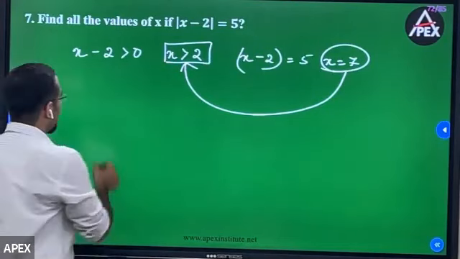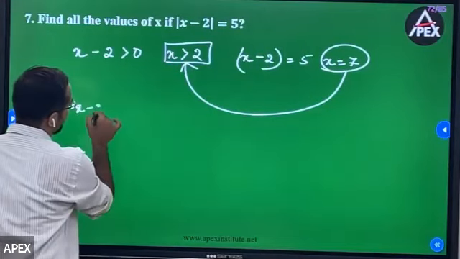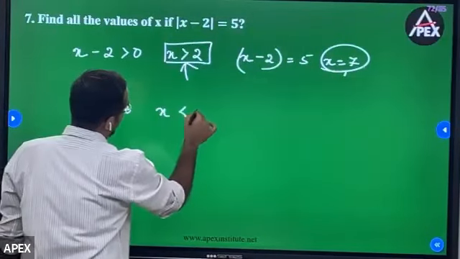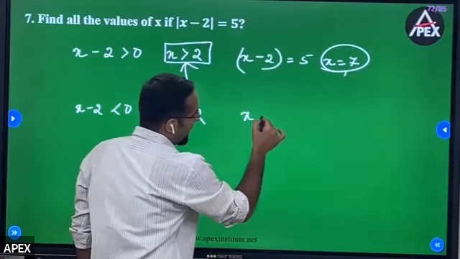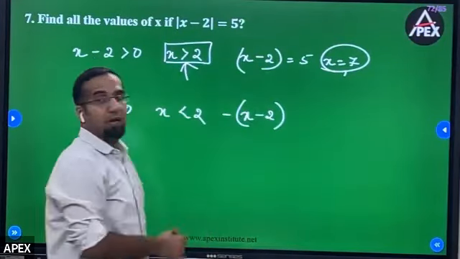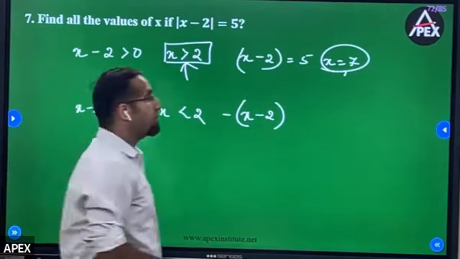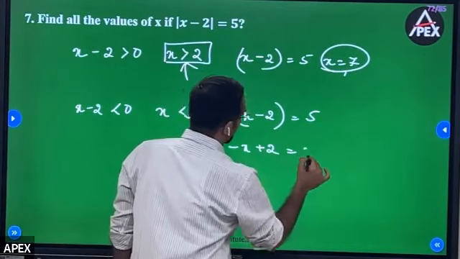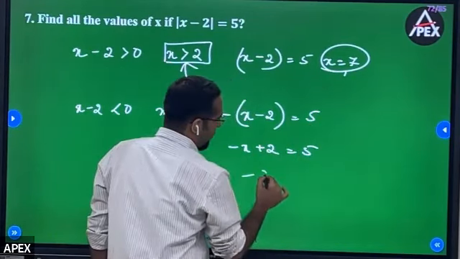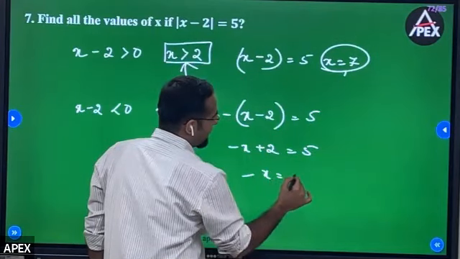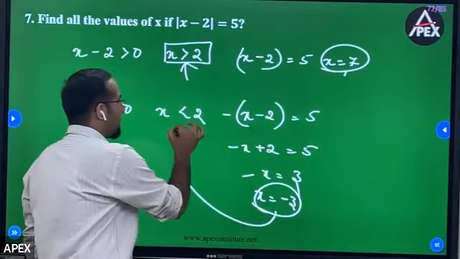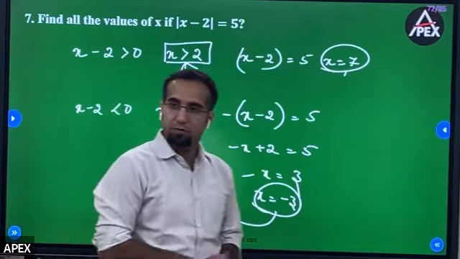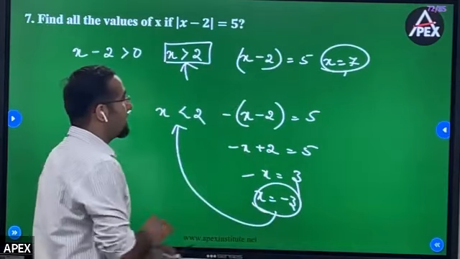Clear? Second case I'm looking at here is if x minus 2 is less than 0. If x minus 2 is less than 0, then x has to be less than 2. So mod A is now going to be minus A. Clear? So minus A is equal to 5. Then I get minus x plus 2 is equal to 5, or I get minus x is equal to 3, or I get x is equal to minus 3. Is this satisfying my given range? Yes. So I have minus 3 and 7 as my required answer.